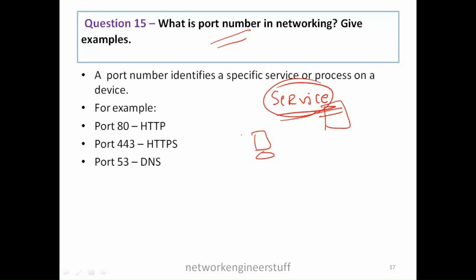The service should have some identification. Let's say there is a service of DNS. It should have some identification, and this identification is provided by the port number. So a port number identifies a specific service or a process on a device. There are a lot of services running on your networking devices.